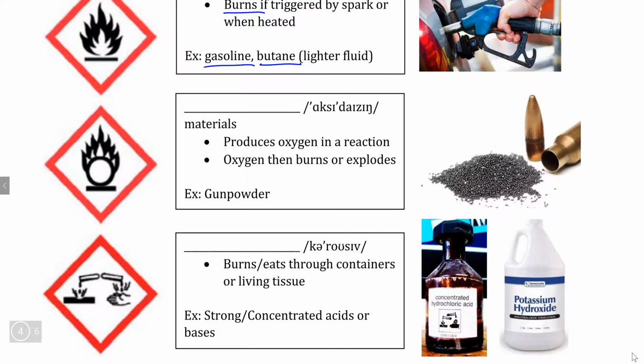Closely related are what we call oxidizing materials. Oxidizing materials undergo a chemical reaction that produces oxygen gas, and oxygen, as we know, is one of the chemicals that is needed in order to start a fire. And because many of these oxidizing reactions also produce a very large amount of heat, the oxygen that is produced either burns or explodes.